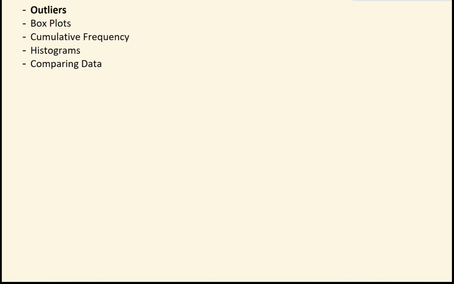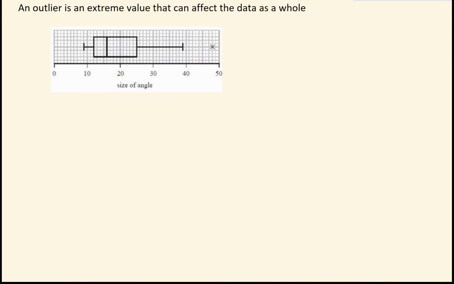First things first is outliers. Outliers are based on extreme values that can affect the data as a whole. Sometimes you might ignore an outlier when calculating the average, whether that's mean, mode, or median. Sometimes you might include it. You're often asked to describe when you would and when you wouldn't include it.